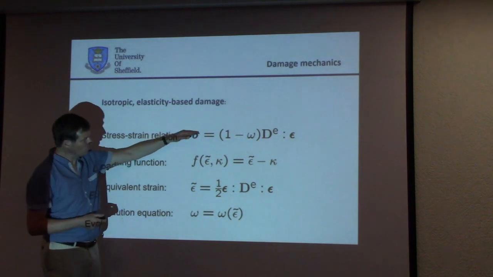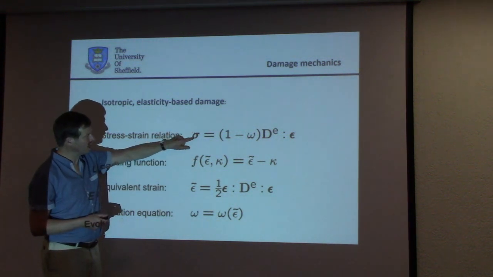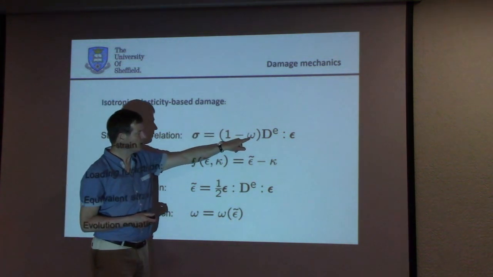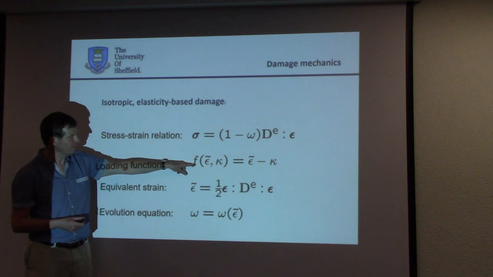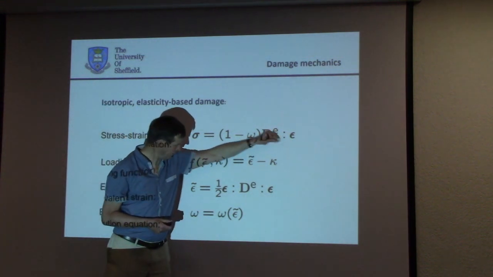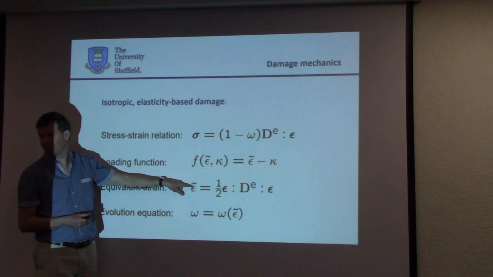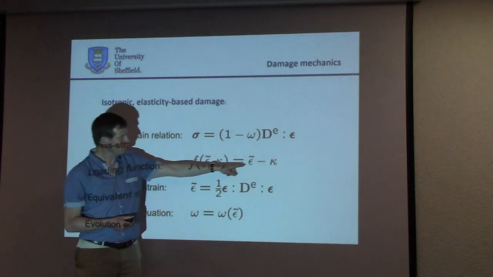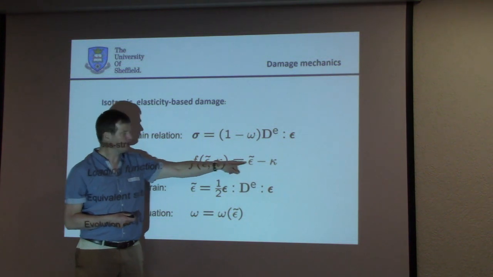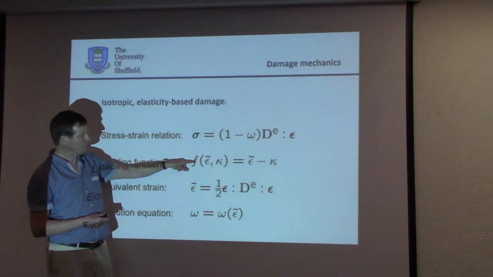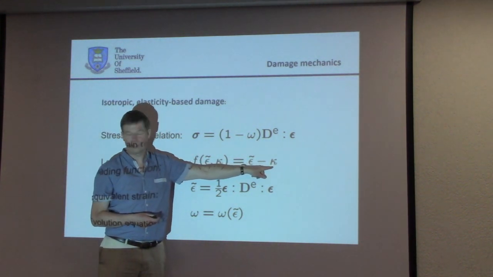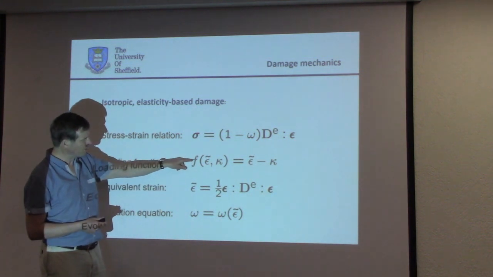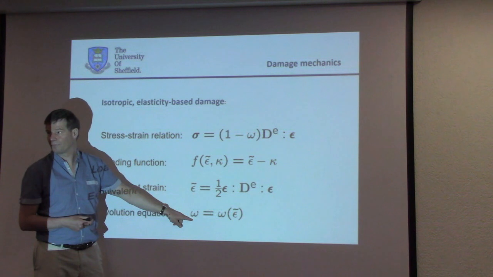So the whole structure is, we have a one-to-one relation. We have a relation which expresses the stress as a function of omega and strain. Based on the strain, we compute an equivalent strain. The equivalent strain we feed into our loading condition. If F is smaller than 0, the history parameter remains unchanged. If it is bigger than 0, we update our omega.